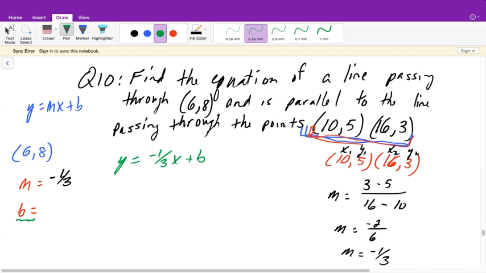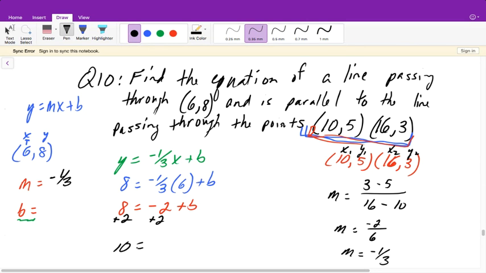The last one I need to solve for is b. And I can do that by substituting in this 6 for x and this 8 for y. So it becomes 8 is equal to negative 1/3 times 6 plus b. And now I just simplify. 8 is equal to, well, negative 1/3 times 6 is negative 2. I will then add over this 2, and 10 is equal to b.